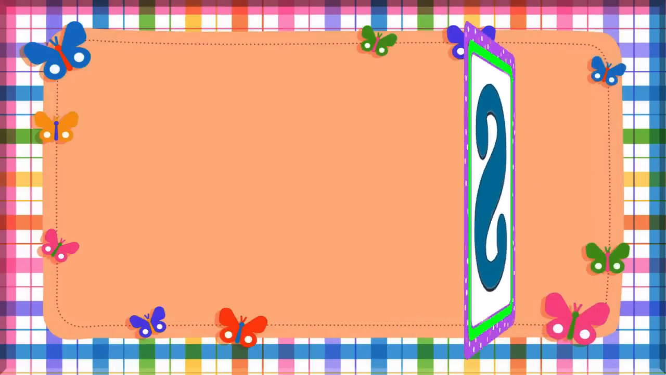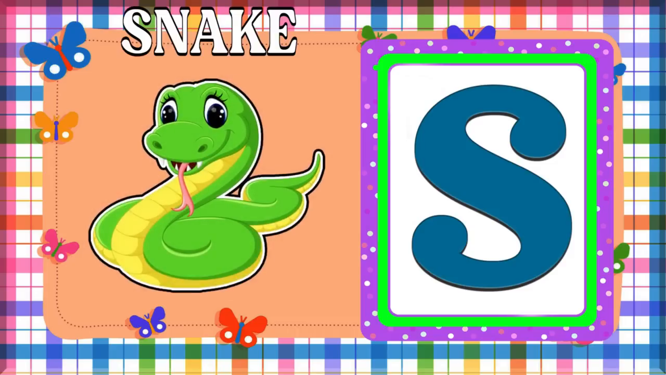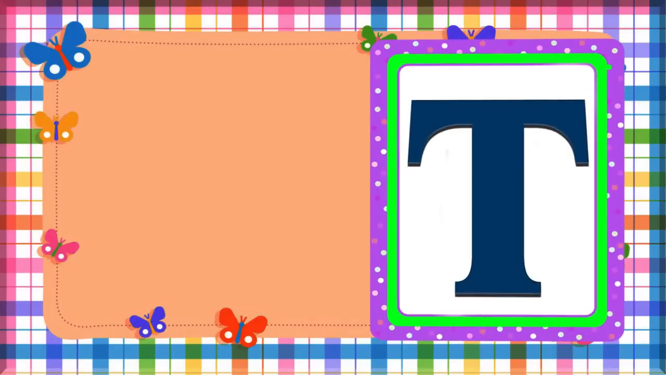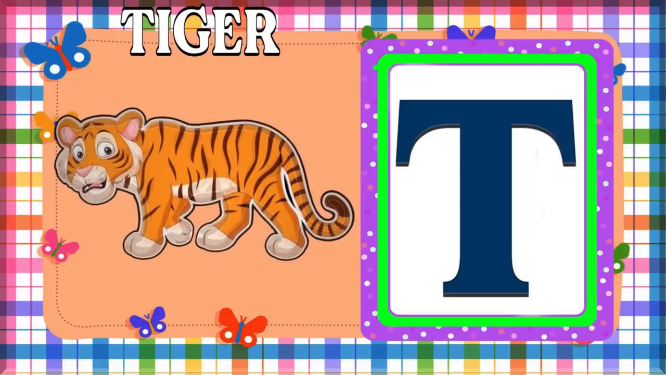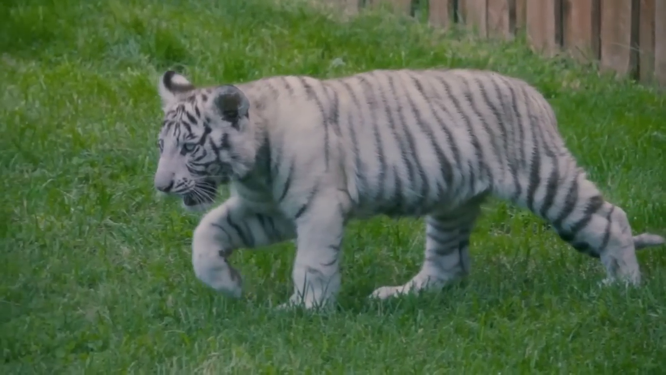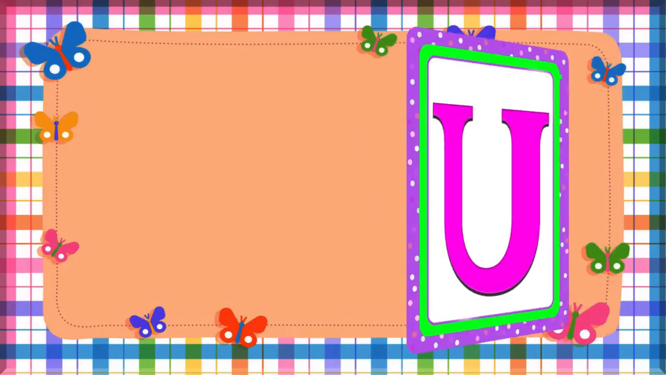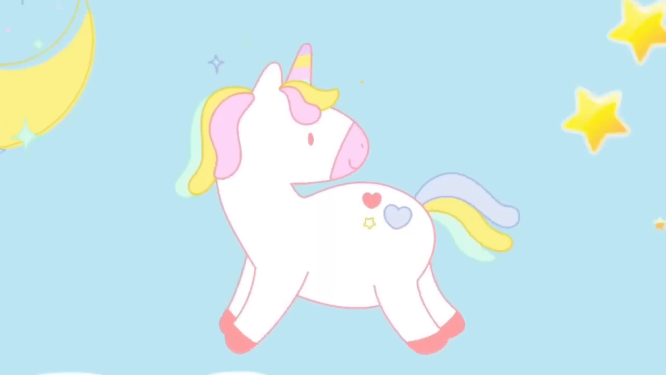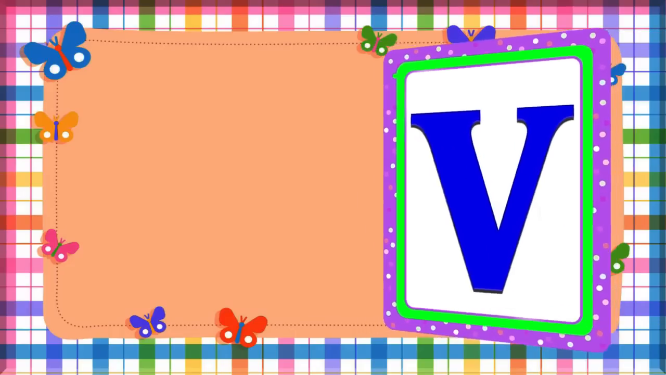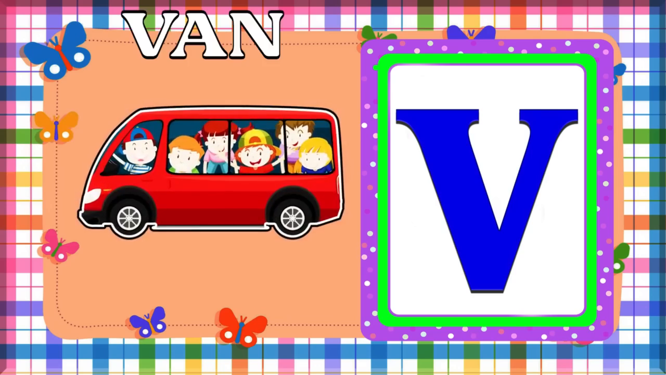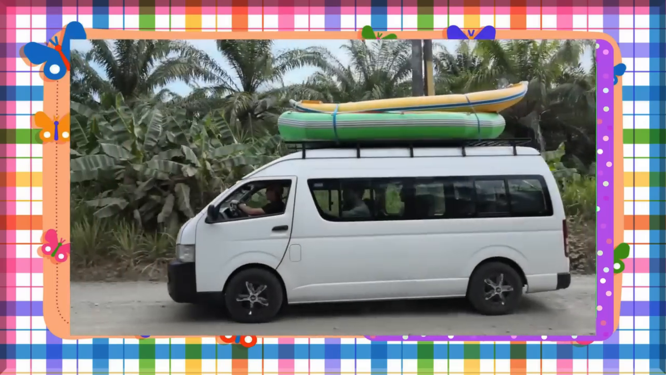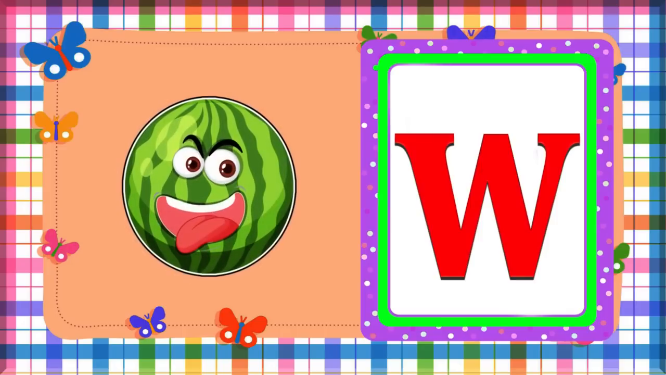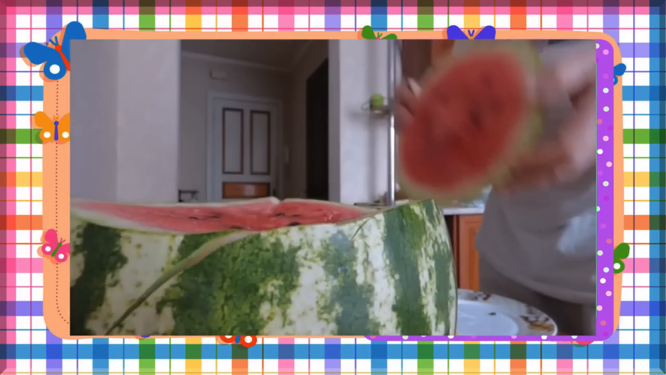S. S is for snake. Snake. T. T is for tiger. Tiger. U. U is for unicorn. Unicorn. V. V is for van. Van. W. W is for watermelon. Watermelon.